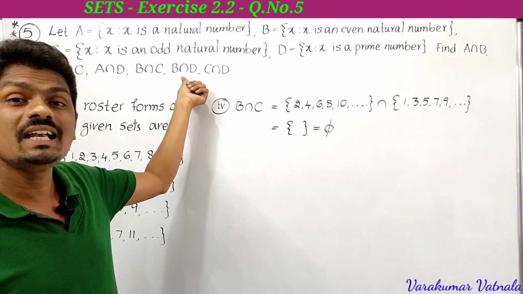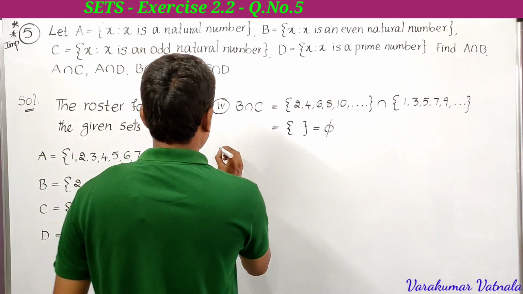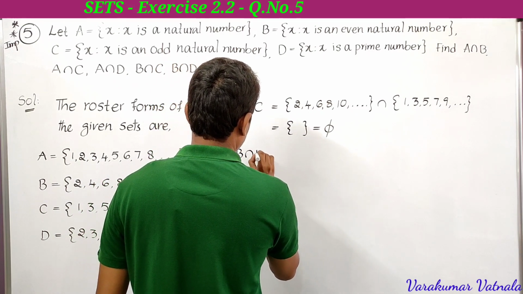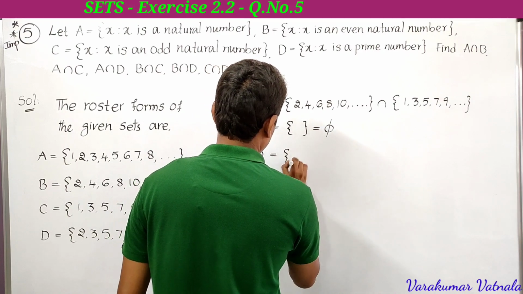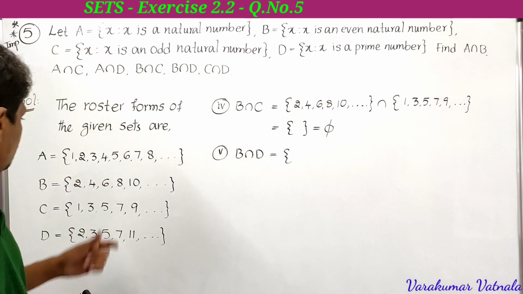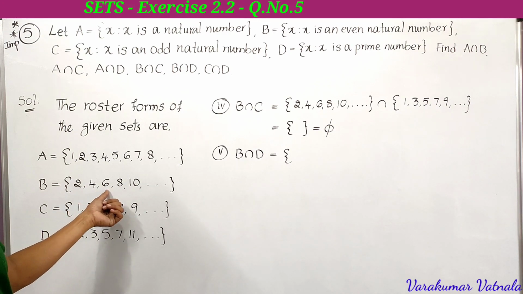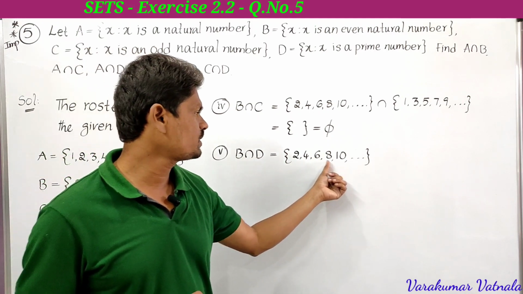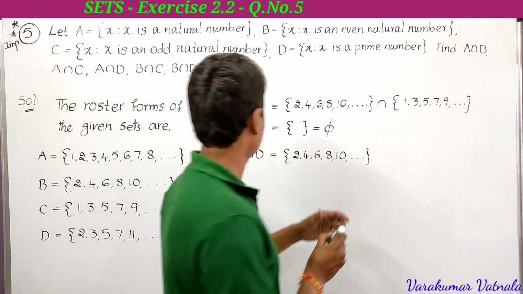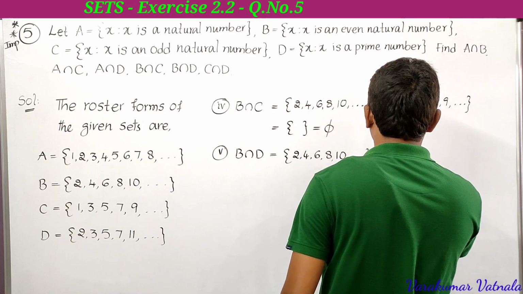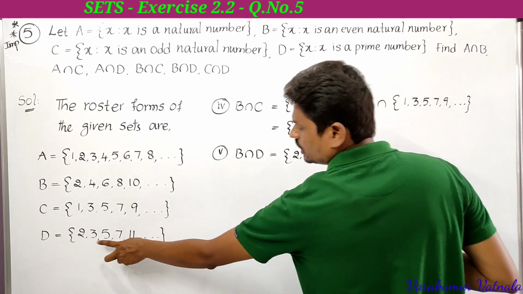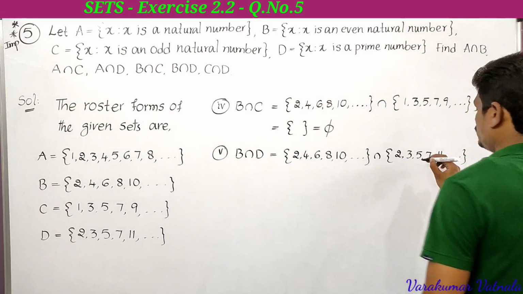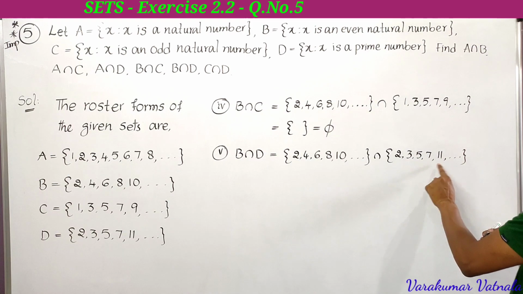Now we have to find B intersection D. See here, how can we find? First we have to write set B. This is set B, these are the elements 2, 4, 6, 8, 10 and so on. Intersection. Next you have to write the elements of set D. D elements are 2, 3, 5, 7, 11 and so on.